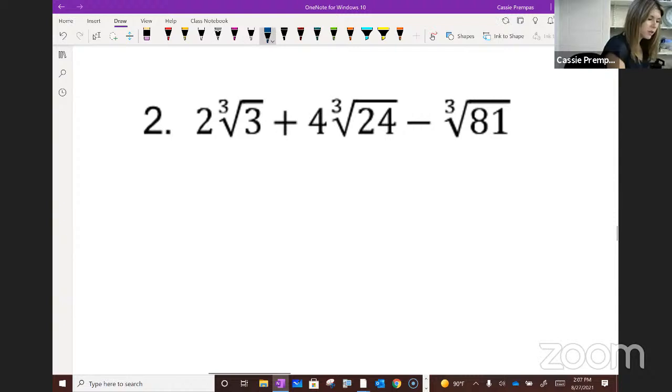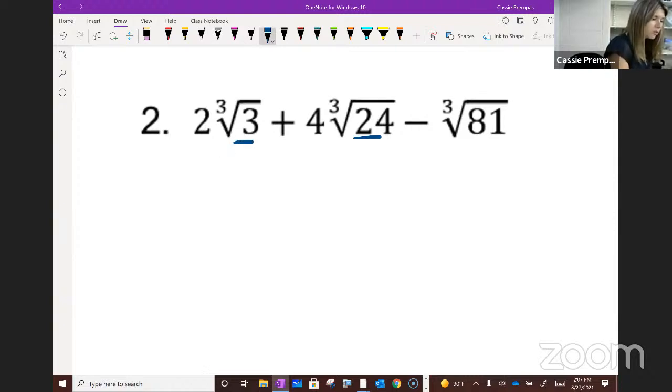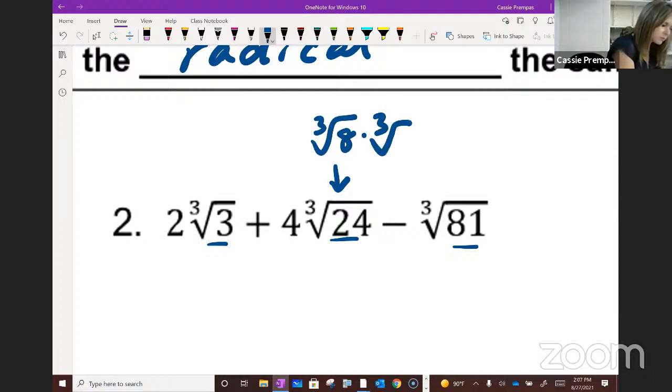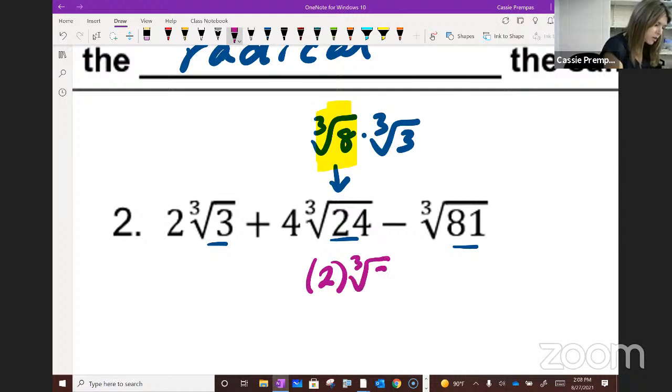Number 2. The indexes are the same, but the numbers under the radical are not the same, but we can simplify. Let's use method 1. The highest perfect cube that goes into 24 would be 8. It's 8 times 3. What is the cubed root of 8? 2. So this would be 2 cubed root of 3. What do I do with this number 4 on the outside? Multiply it. So this middle radical is going to simplify to 8 cubed root 3. The radical on the left is going to be 2 cubed root 3.